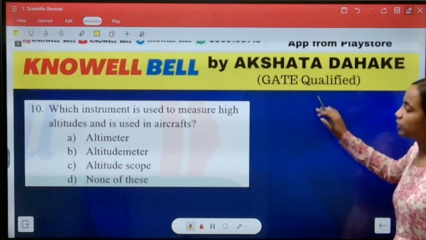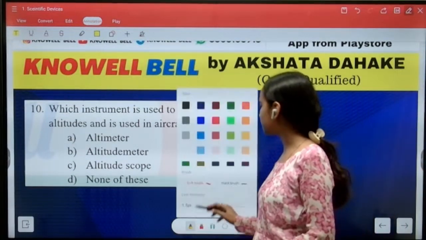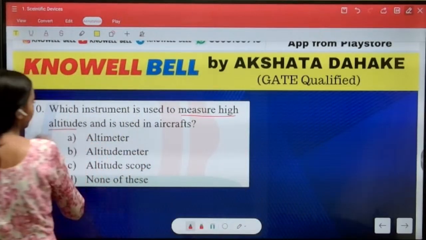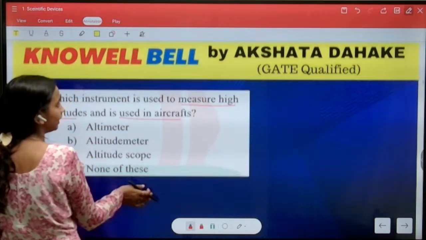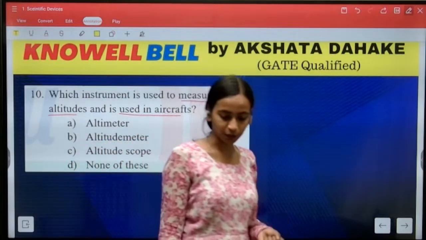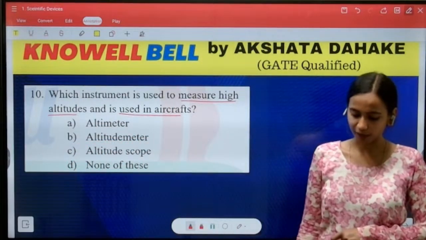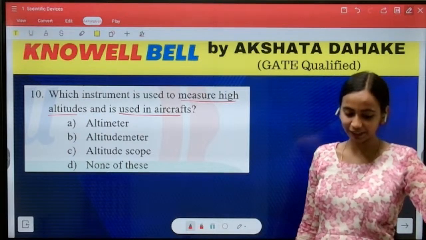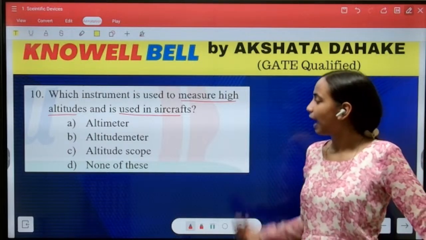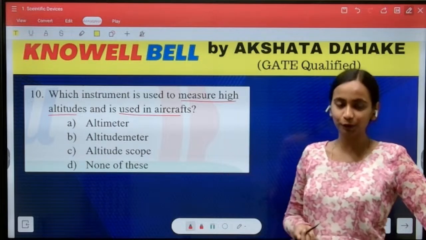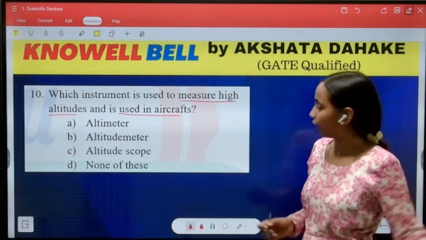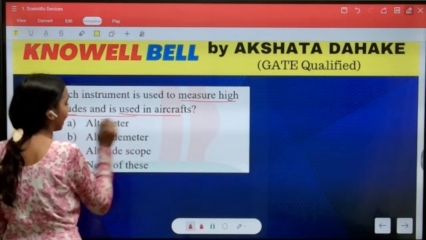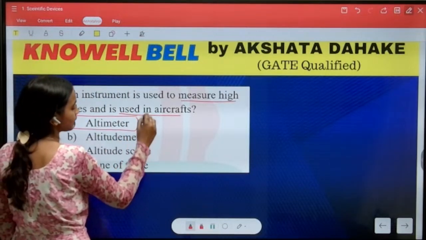Next question: which instrument is used to measure high altitudes and is used in aircraft? High altitudes के लिए हम कौन सा instrument use करेंगे? You have seen it. Altimeter, altitude meter, altitude scope or none of these. So you have to keep in mind, for high altitudes, which device do we use? We use altimeter.